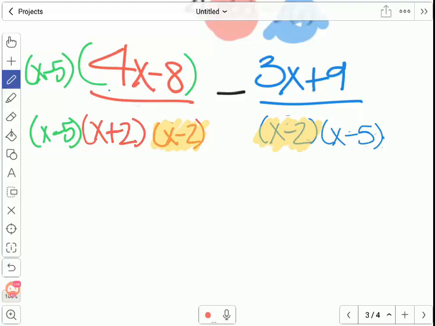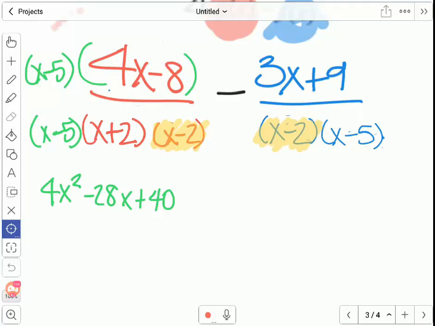So that gives me on the left side my new fraction. If I distribute that in, that would give me 4x squared. I'm going to do a little bit of math here and kind of jump ahead. Minus 28x plus 40. I got that because I went ahead and distributed x times negative 8, which would be negative 8x. Negative 5 times 4x would be negative 20. And when you combine those together, you get that negative 28x.